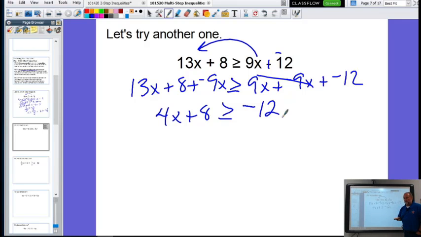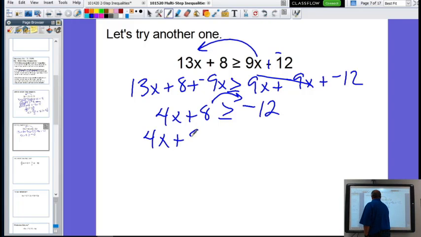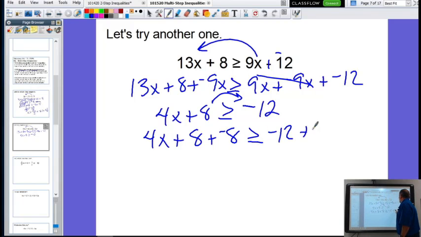Now at this point, I can determine if I'm going to have to flip my inequality. Is my coefficient negative? No, it's not. So I'm not going to have to flip my inequality. And now I just solve it like normal. So I move the 8 over to be with the negative 12. 4x plus 8 plus negative 8 is greater than or equal to negative 12 plus negative 8. And then 4x is greater than or equal to negative 20.